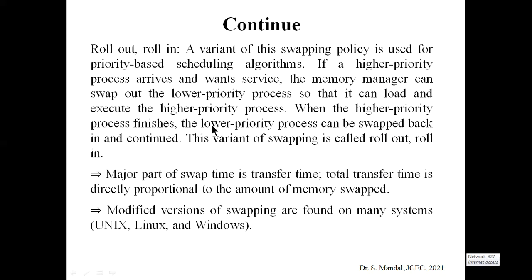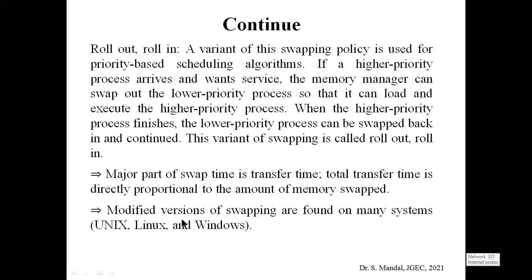Now another thing, that is roll out and roll in. So what is roll out, roll in? That is quite similar to swapping. Basically this is the technical term that is used in swapping. Roll out, that means swap out, is nothing but the roll out. It is valid for the high priority process. Whenever a higher priority process arrives or wants service, the memory manager can swap out the low priority process, and load and execute the high priority process. When the high priority process finishes, the lower priority process can be swapped back in and continued. This variant of swapping is called roll out and roll in.